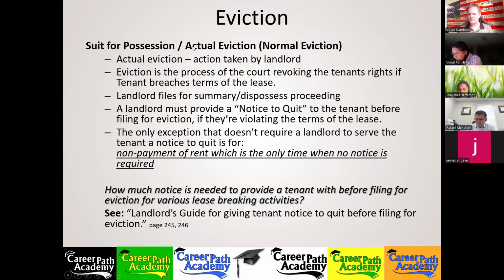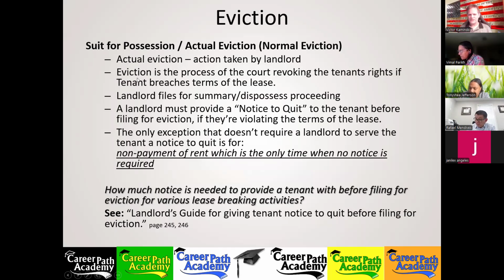This is the normal type of eviction that the landlord usually takes against the tenant. Constructive eviction is an action that the tenant takes to get away from a lease, to terminate the lease early due to uninhabitable conditions. So, suit for possession, also known as actual eviction, this is the normal form of eviction that the landlord takes against a tenant.